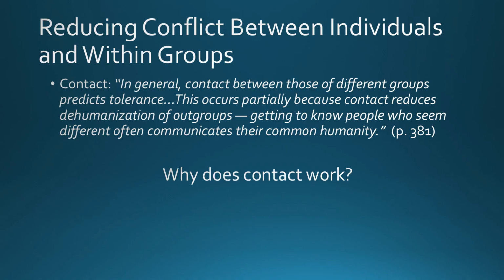So let's look at reducing conflict between individuals within a group. Contact. In general, contact between those of different groups predicts tolerance. This occurs partially because contact reduces the dehumanization of outgroups. Getting to know people who seem different often communicates their common humanity. So why does that work? Why does having contact with someone in a different group predict tolerance?